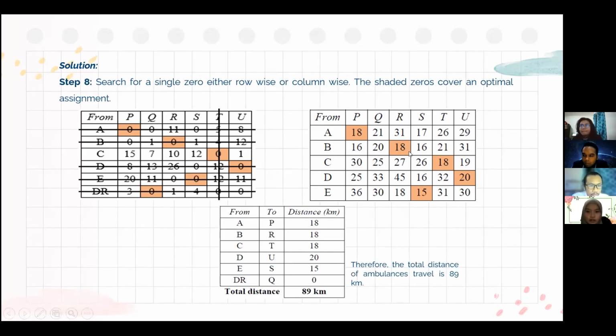So here we have, from location A to P, B to R, C to T, D to U, E to S, and destination Q will not expect to receive any ambulance. And the minimum total distance for the ambulance travel is 89 kilometers.